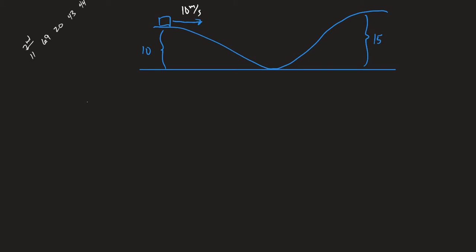We want to know what the speed of the car is when they make it to state 2 of the problem. I'm going to make this state 1 of the problem. Fair enough?